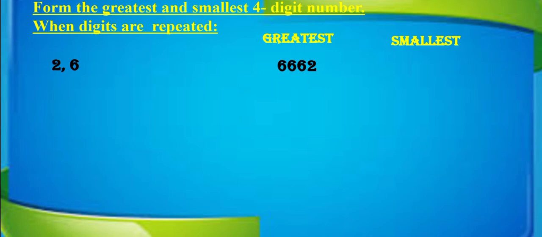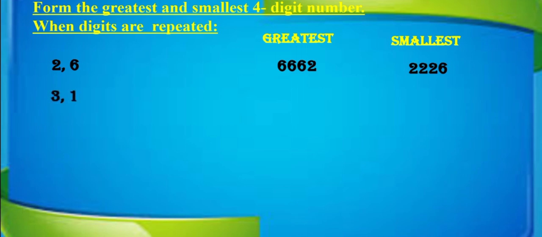In the same manner, for the smallest number, arrange in ascending order. So the answer will be 26. But we need a 4-digit number. So repeat the smallest digit 2 two more times. So the answer is 2226. So we have formed the 4-digit numbers. Is it clear? 6662 is the greatest number and 2226 is the smallest number. Is it clear, children?